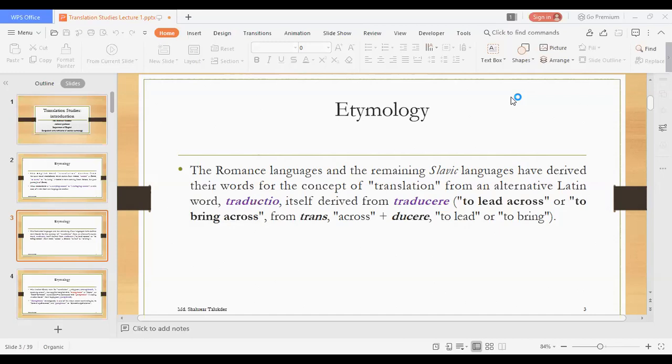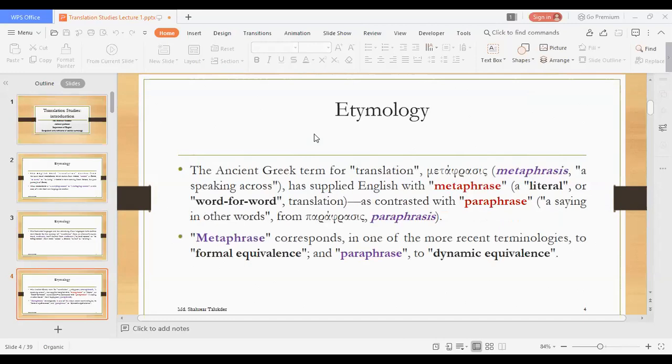Okay, now I'll move on to the next slide. In slide four, here you see, it says the ancient Greek term for translation, which is metaphrasis. So the Greeks use the term metaphrasis, that means speaking across, has supplied English with metaphrase. So in English, we have a term that is called metaphrase. And then there is another term that we call paraphrase.